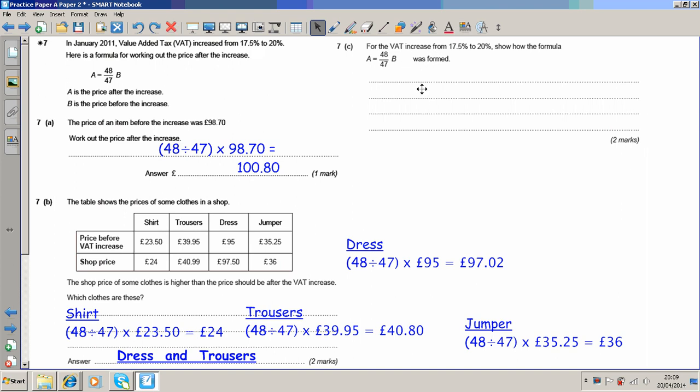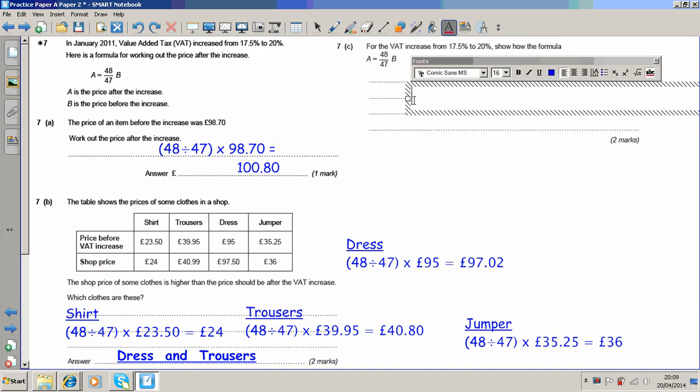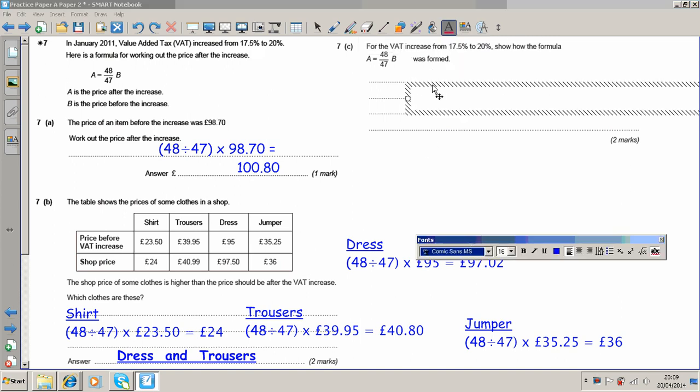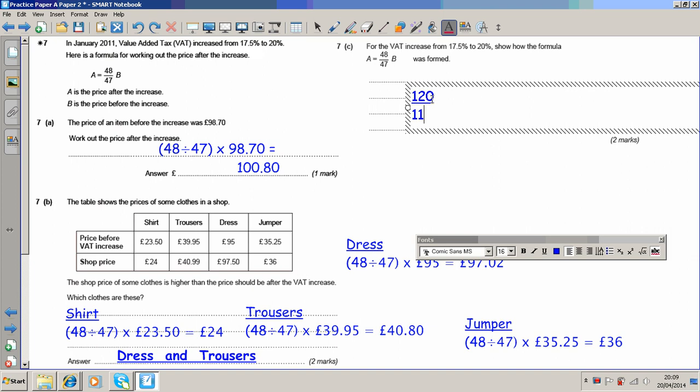This one, 7C, for the VAT increase from 17.5 to 20, show how the formula was formed. Okay, so to do this, we need to write it as a fraction. So 120% over 117.5% is what it was.